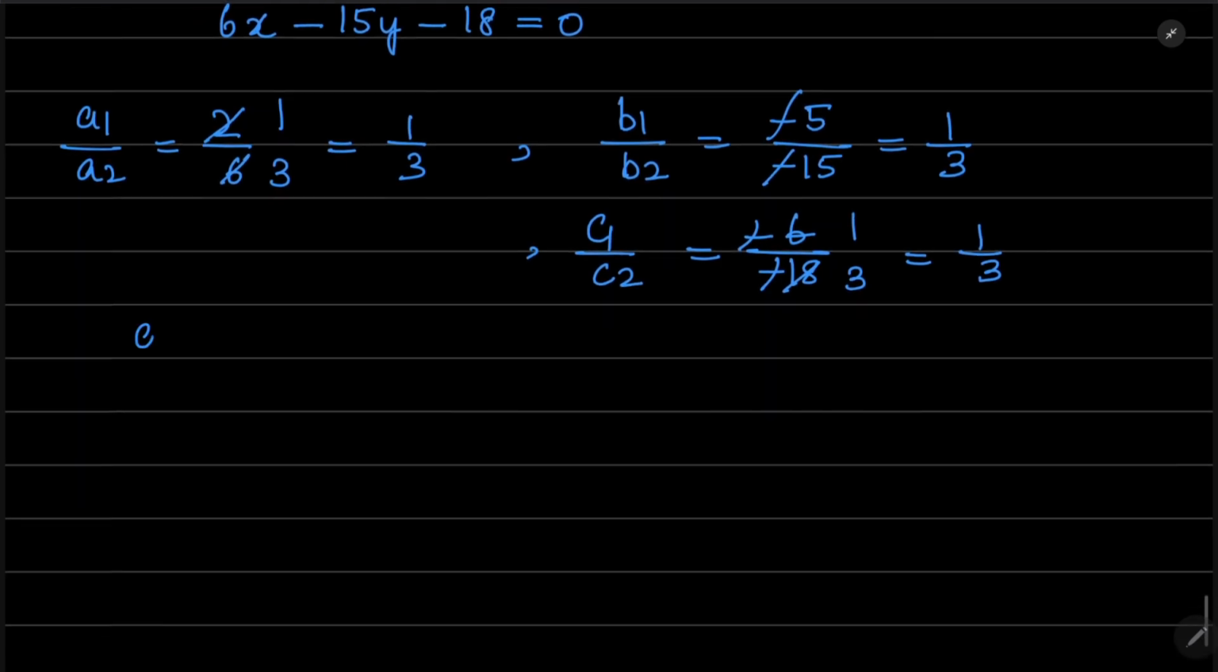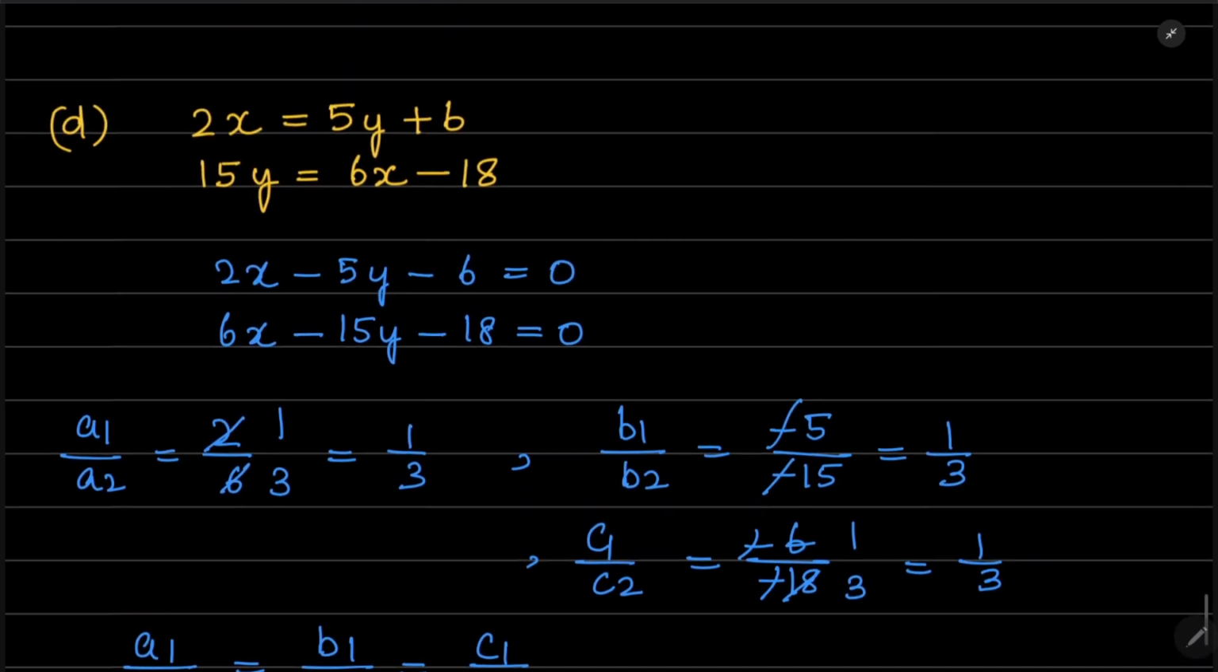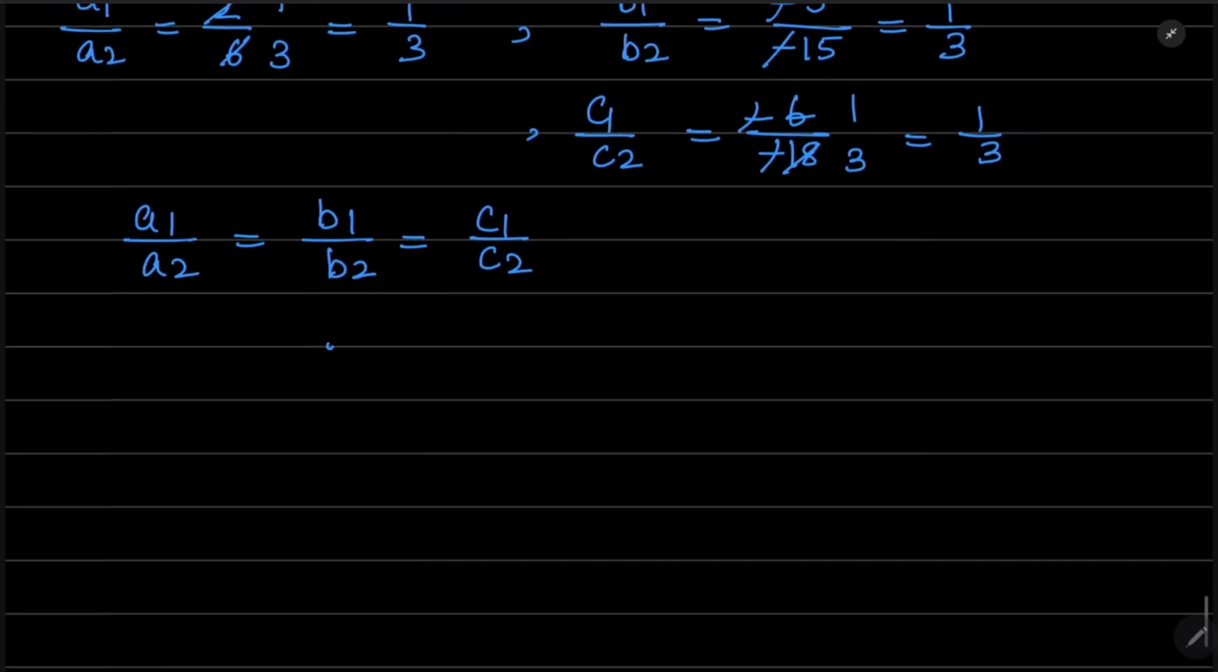So now what do you get? A1 by A2 is equal to B1 by B2. That's also equal to C1 by C2. Therefore, whenever all the three ratios are equal, that means the lines are overlapping each other. You should write, therefore, the lines are coincident. Okay, they are coincident.